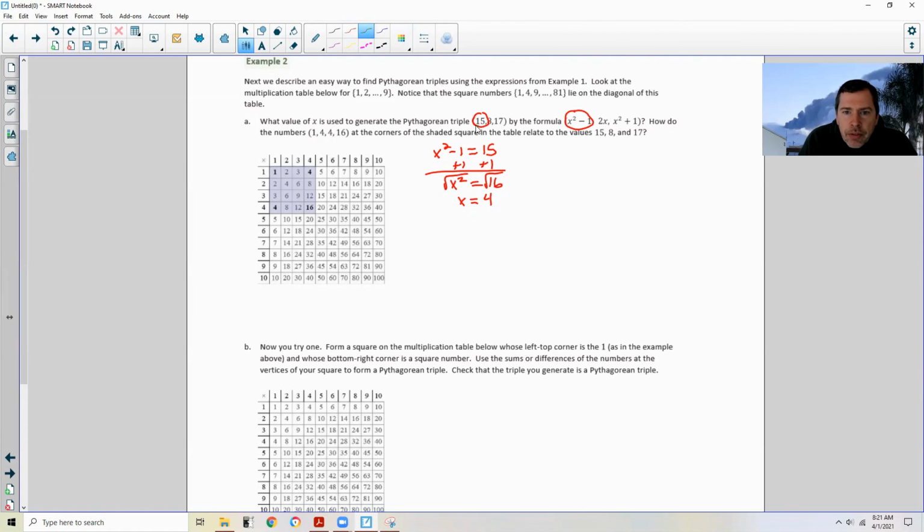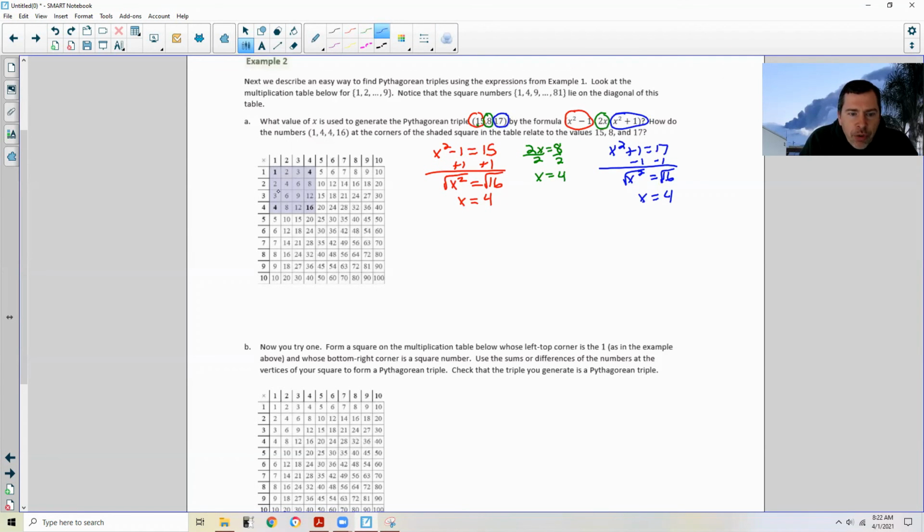Then if I move this and focus on the 8, that came from 2x. So if I say 2x equals 8 and divide both sides by 2, then I get x equals 4. And then if I take the 17 and the x squared plus 1, then I say x squared plus 1 equals 17, and I subtract 1 from both sides, then I get x squared equals 16 again. And when I take the square root of those, I get x equals the principal root 4. So obviously x is the same for all of these. So what value of x is used to generate the Pythagorean triple? Well, it was x equals 4.